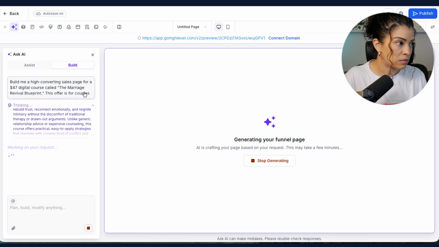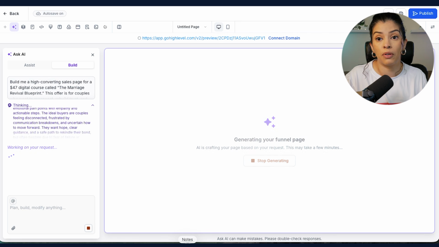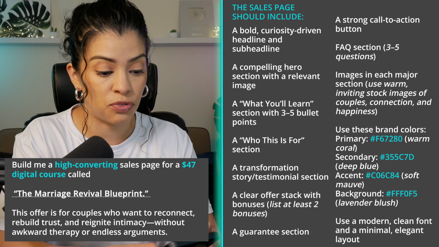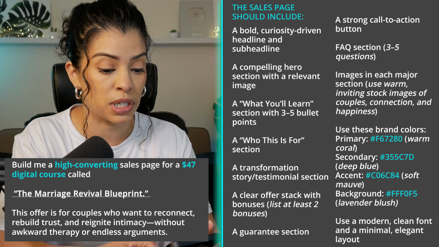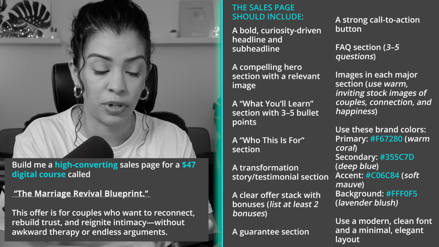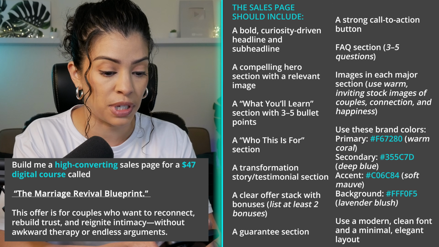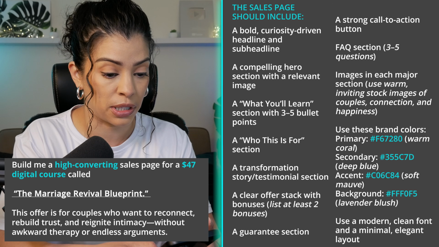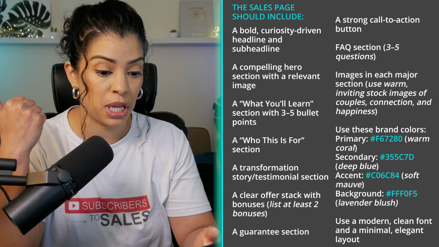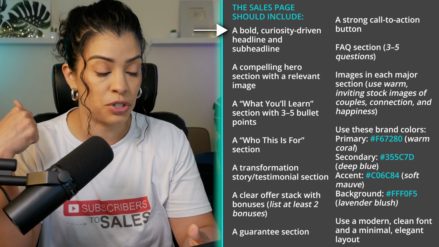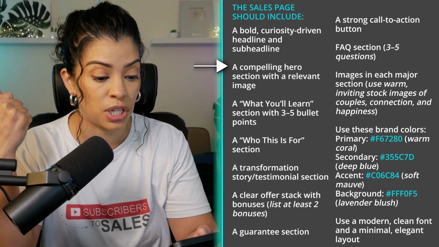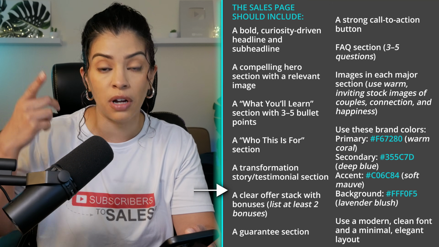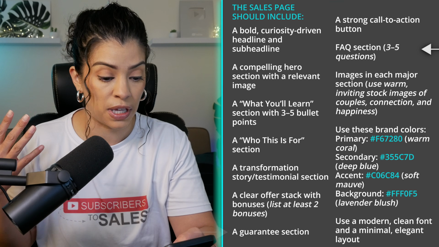So basically, if we look at the prompt, because I know prompts, of course, are everything. Okay, I'm going to read it from my phone. It says, build me a high converting sales page for a $47 digital course called the Marriage Revival Blueprint. This offer is for couples who want to reconnect, rebuild trust, and reignite intimacy without awkward therapy or endless arguments. So I talk about the sales page should include a bold, curiosity-driven headline, compelling hero section, what you'll learn, who is this for, etc. So clear offer stack, bonuses, testimonials, FAQ section.